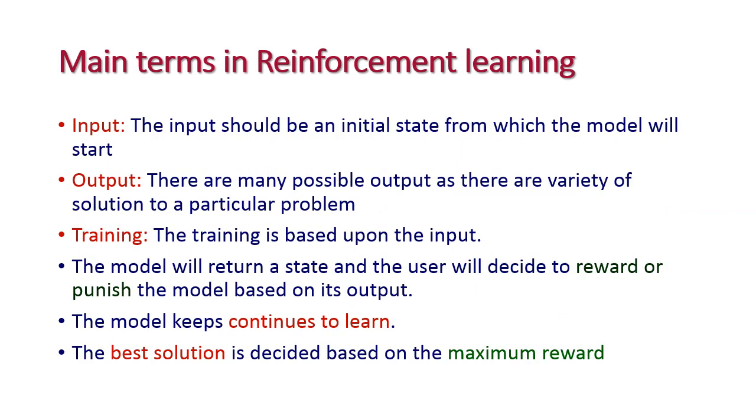The main terms of reinforcement learning are input, output and training. First, the input. Input is nothing but the initial state from which the model will start. Normally the initial state will be S0. And the output. Output is normally G, that is the goal state. In some problems, many possible outputs may be there, and there are varieties of solutions for a particular problem. Here we need to select the optimal solution.